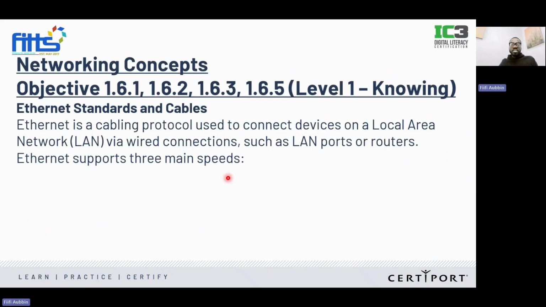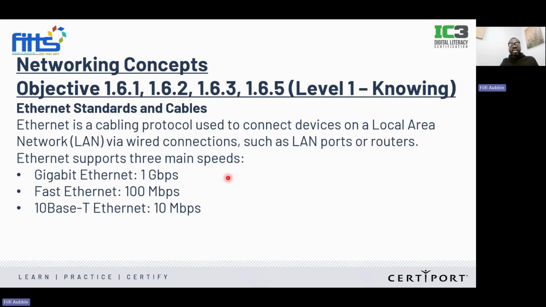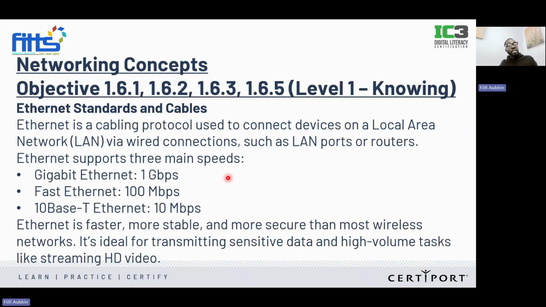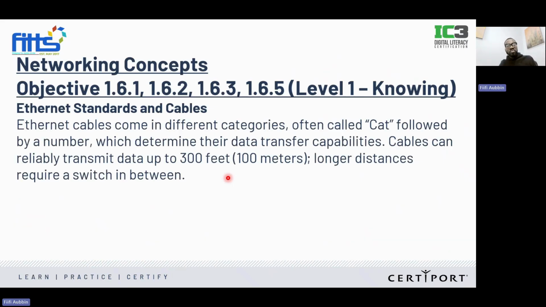And Ethernet supports three main speeds. We have Gigabit Ethernet, which is 1 gigabit per second, Fast Ethernet, which is 100 megabits per second, and 10BASE-T Ethernet, which is 10 megabits per second. So obviously, if you're going for an Ethernet standard for your network, you need to aim at getting Gigabit Ethernet, which is 1 gigabit per second. We say that Ethernet is faster, more stable, and more secure than most wireless networks. It's ideal for transmitting sensitive data and high volume tasks like streaming HD video using the cables, okay?